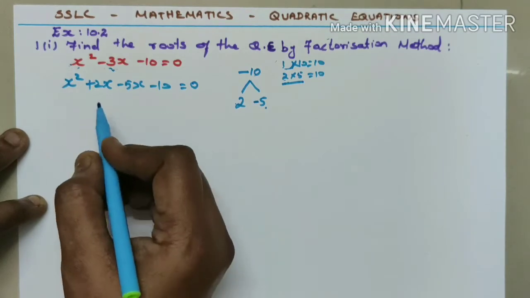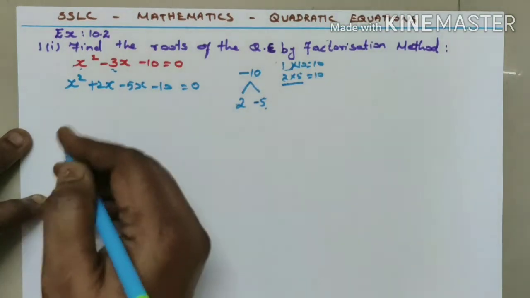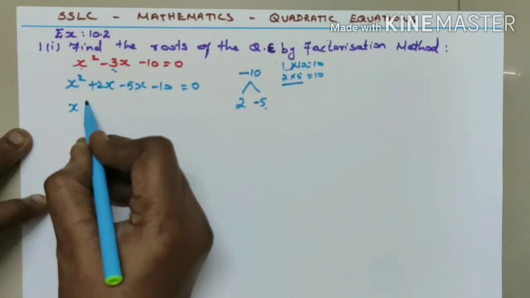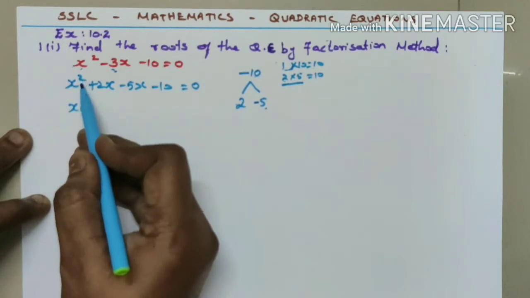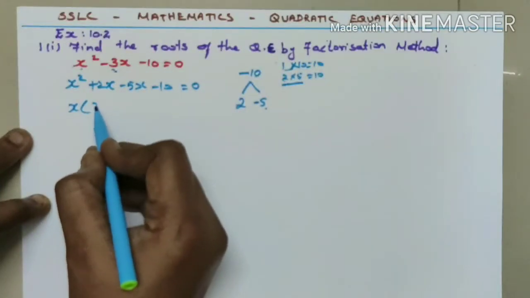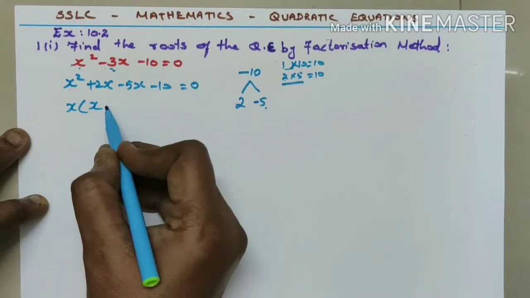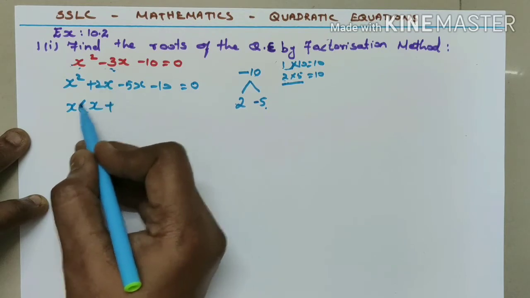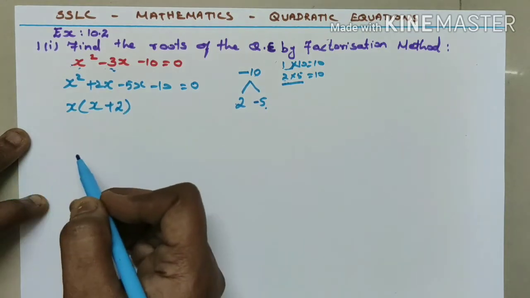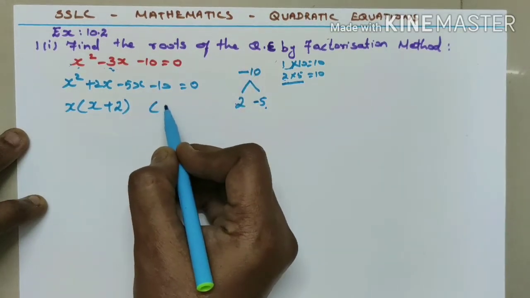Is it clear, children? Now, in the first two terms, which term is common? x is common. So take x outside. So x square means x into x. Already one x I have taken outside, so one more x inside the bracket. So x into x is x square. Plus, in this 2x I have taken x outside, so what is left over? 2. Is it clear, children? Whatever bracket you have written, the same thing you should repeat here.